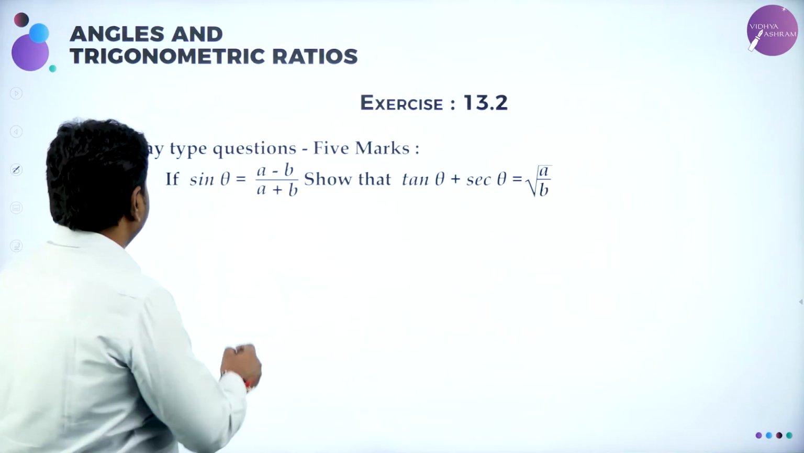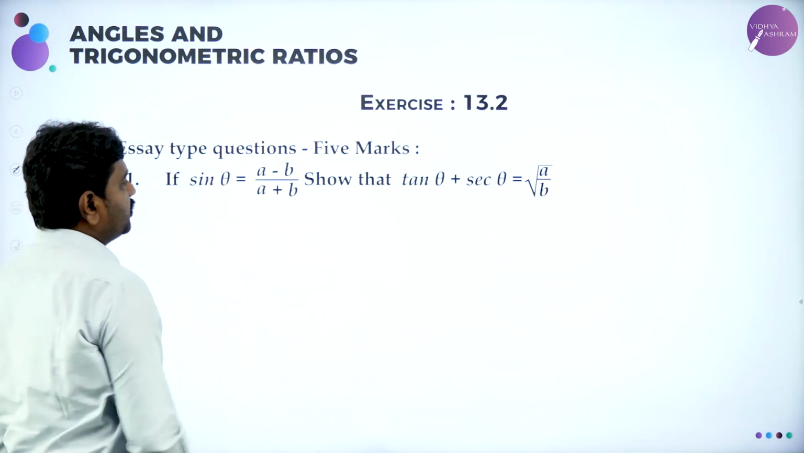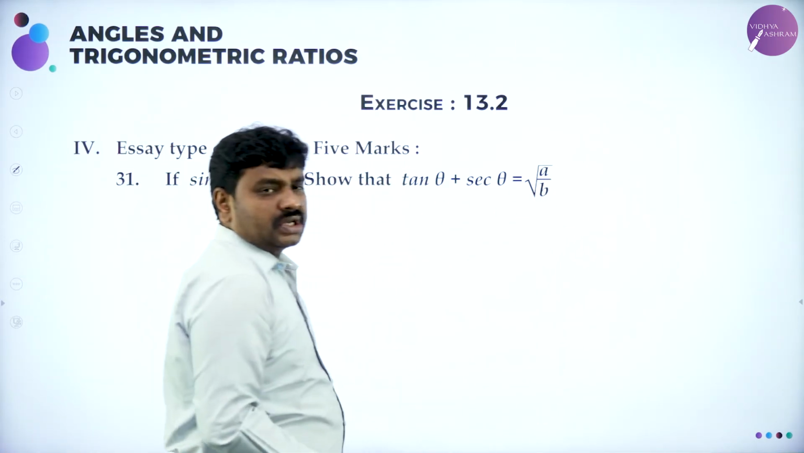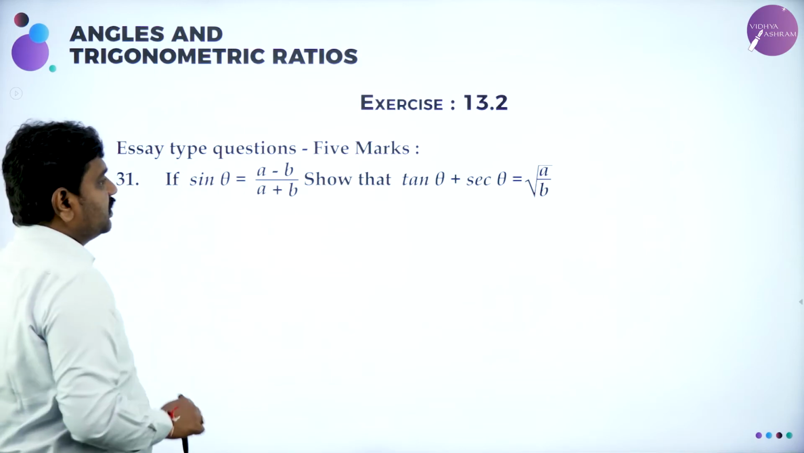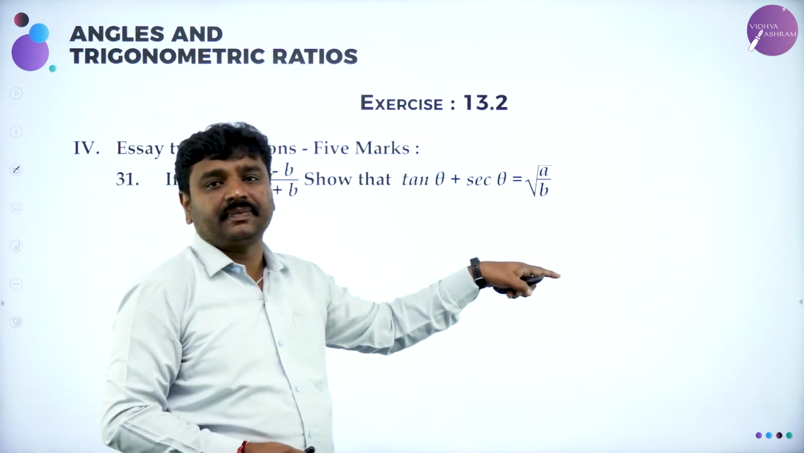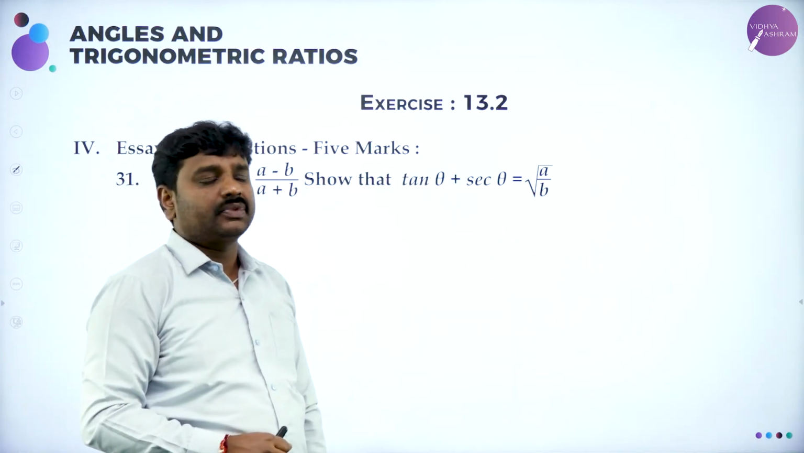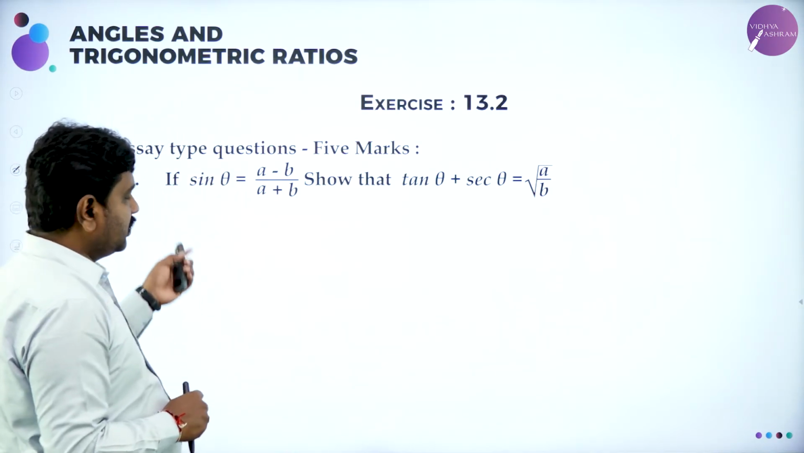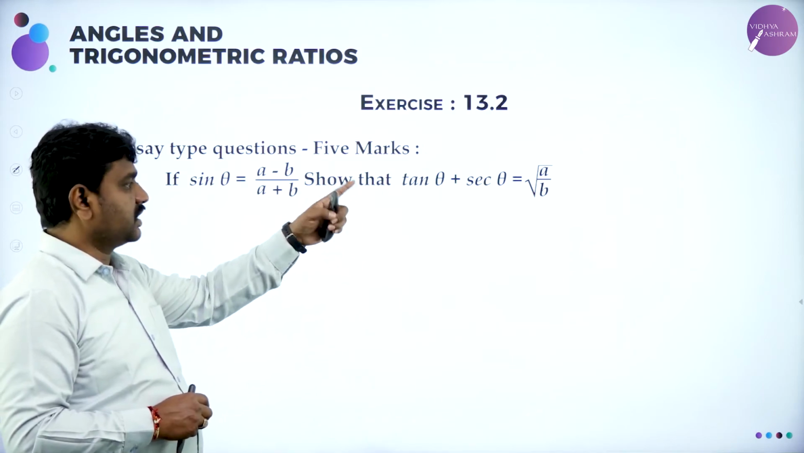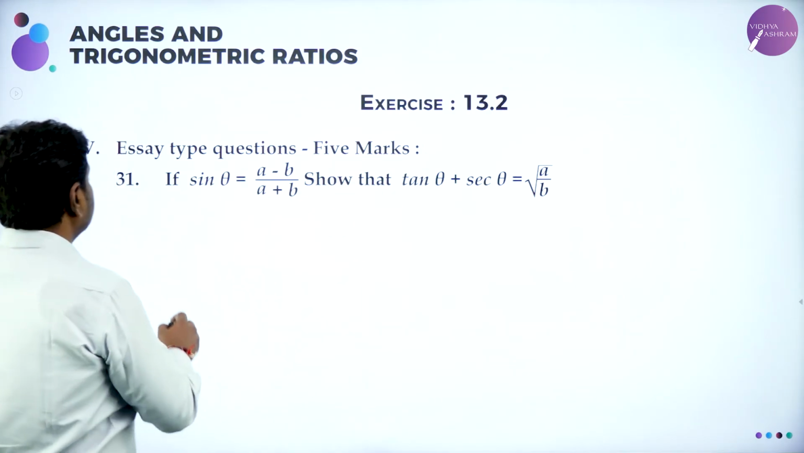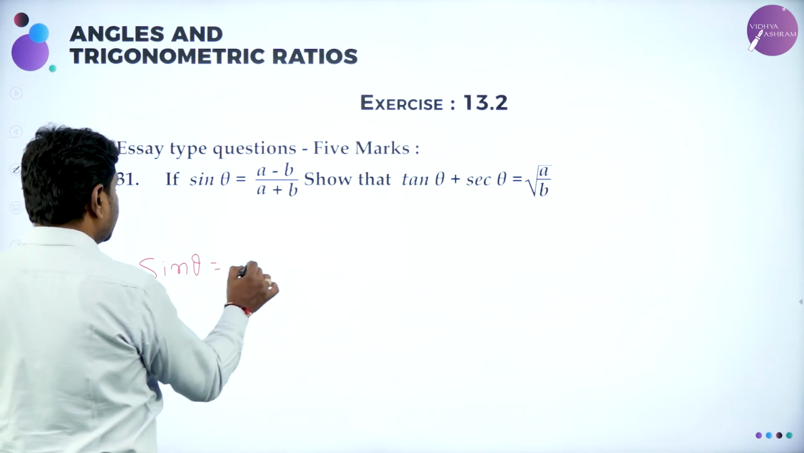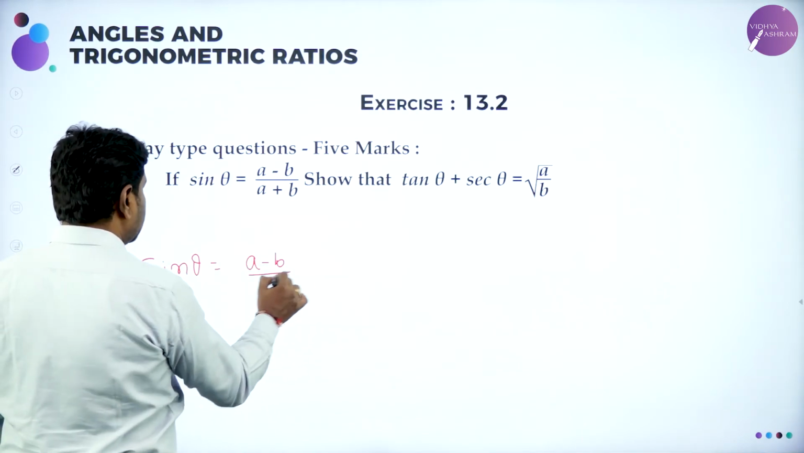Further, if sin theta is a minus b by a plus b, show that tan theta plus secant theta is root ab. See, sin is given, they want tan and secant. So what we do is simple. Here we have two techniques. One, simplifying the LHS and arriving at the answer, otherwise find the other trigonometric functions. Sin theta they give. What is sin theta? A minus b by a plus b.